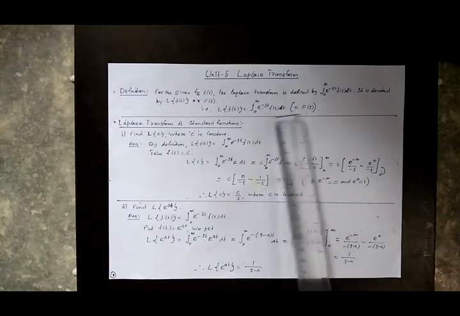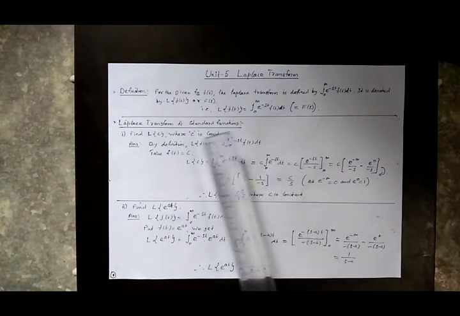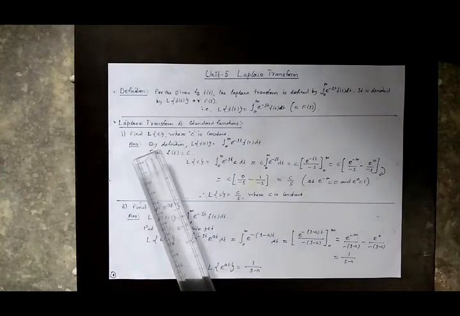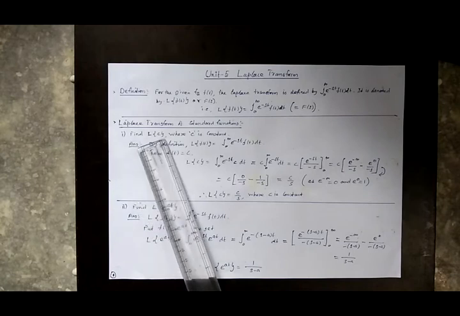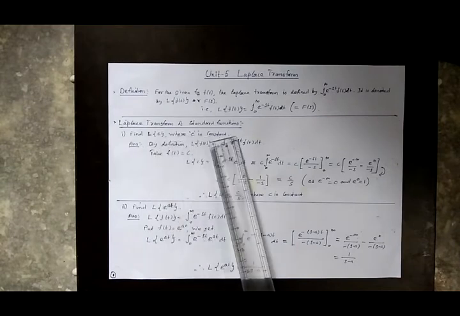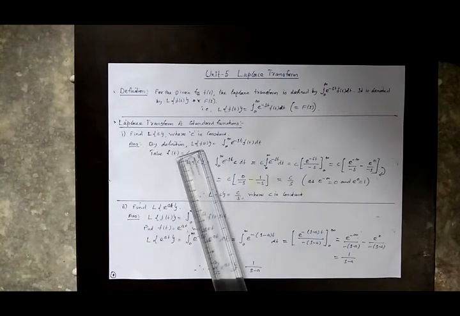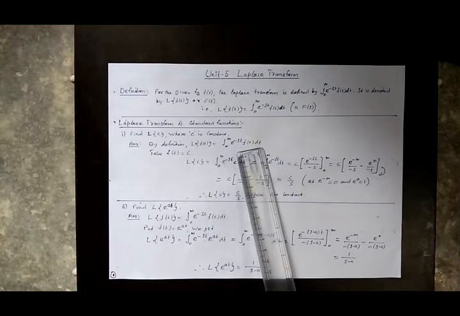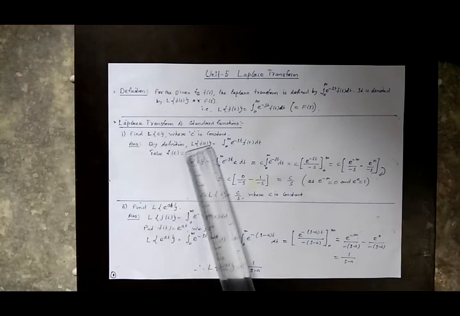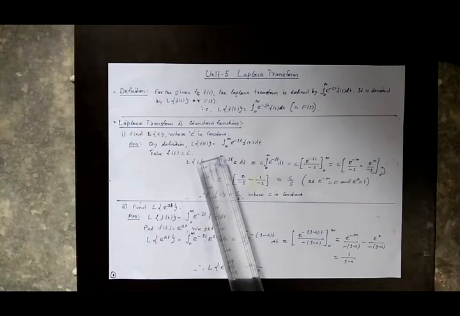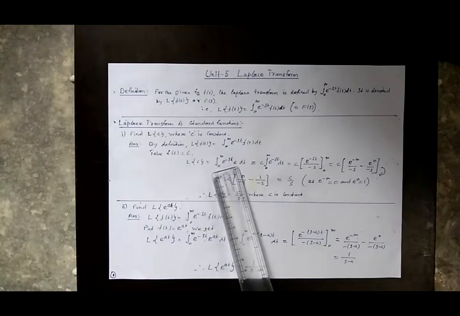So now using this definition of the Laplace transform, we will derive the Laplace transform for certain standard functions. For example, let us take a function c, where c is a constant. Let us see how to find the Laplace transform of c. Now, by definition, L of f of t is given by the integral from 0 to infinity of e power minus st f of t dt. To find L of c, we have to take f of t equal to c. So in this case, we get L of c equal to the integral from 0 to infinity of e power minus st times c dt.